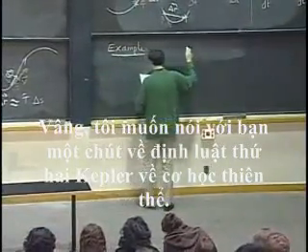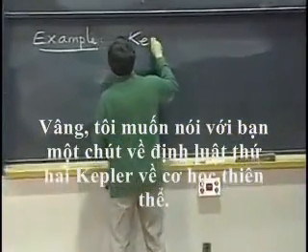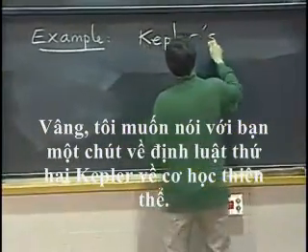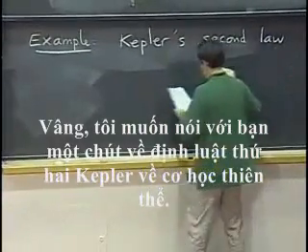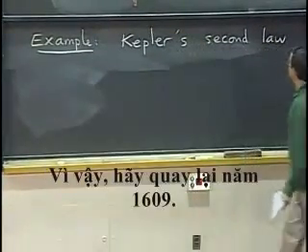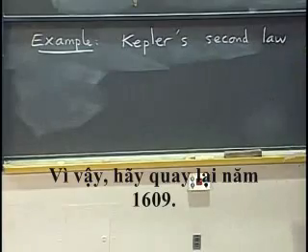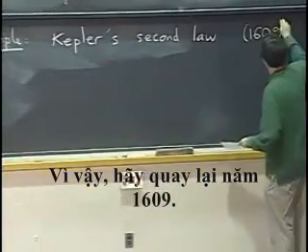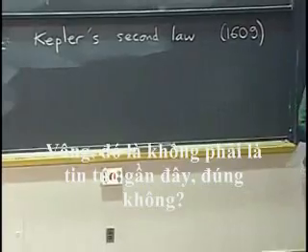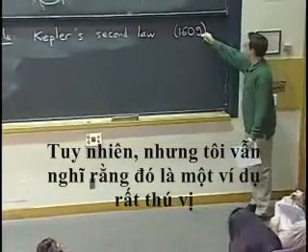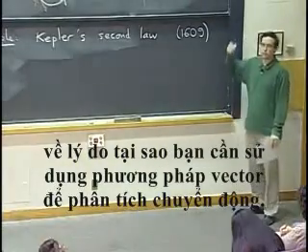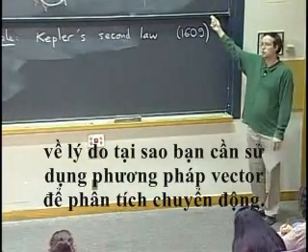So I want to tell you a bit about Kepler's second law of celestial mechanics. So that goes back to 1609, so that's not exactly recent news, okay? But still, I think it's a very interesting example of why you might want to use vector methods to analyze motions.